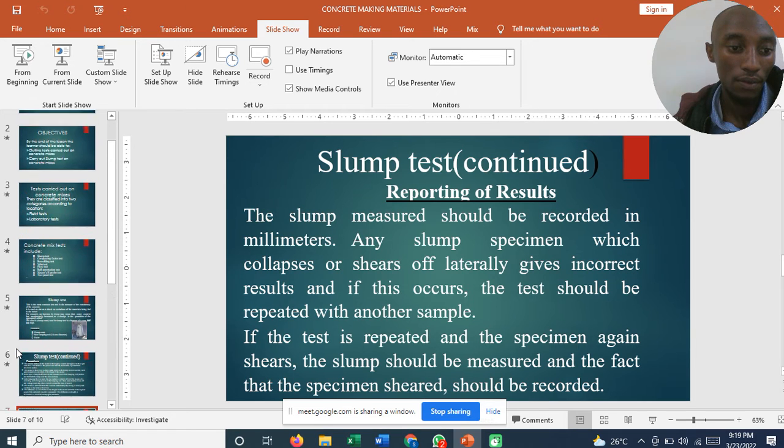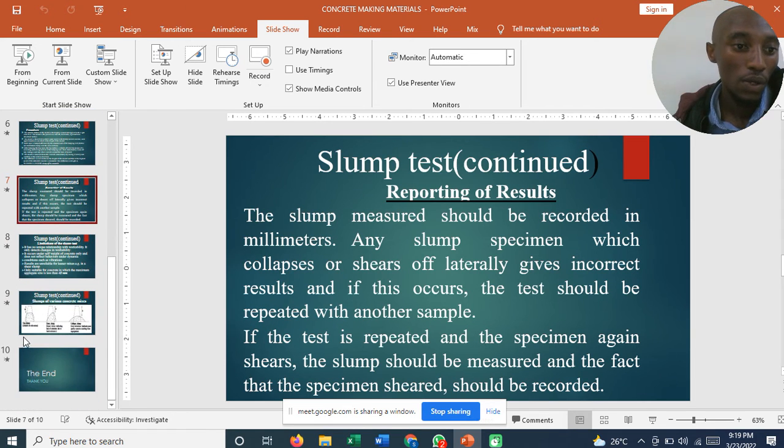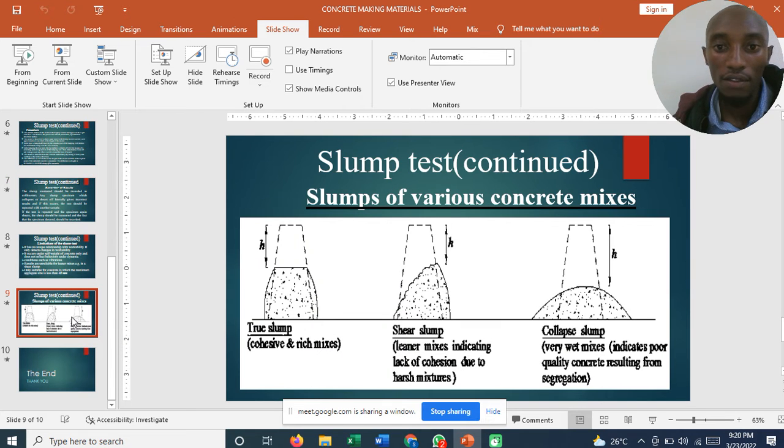Now, I want to show you the different slumps in concrete mixtures. There is a true slump, there is a shear slump, and a collapse slump.